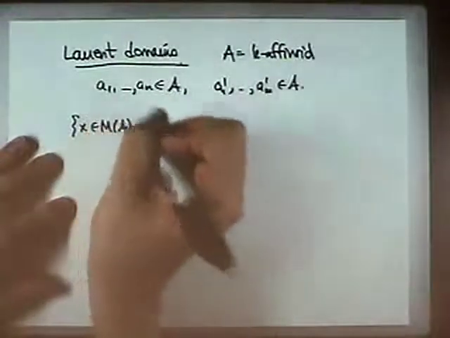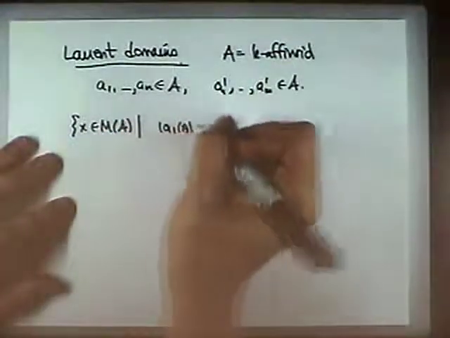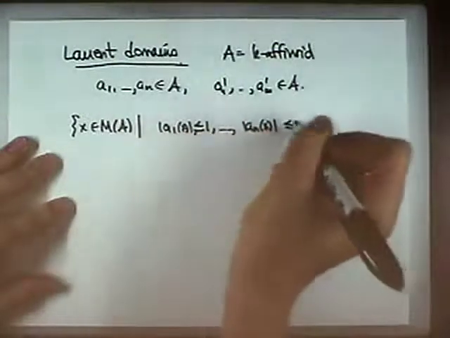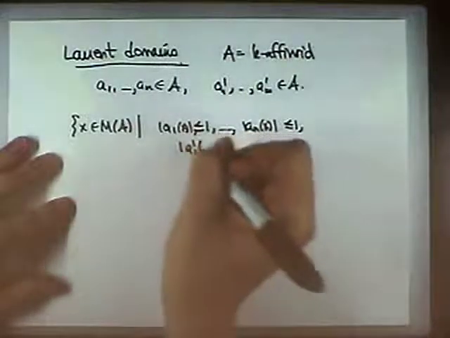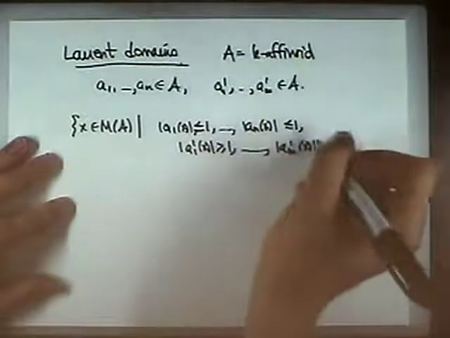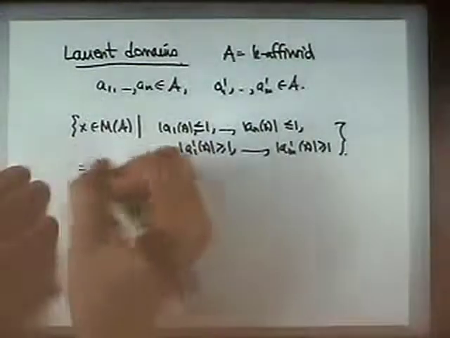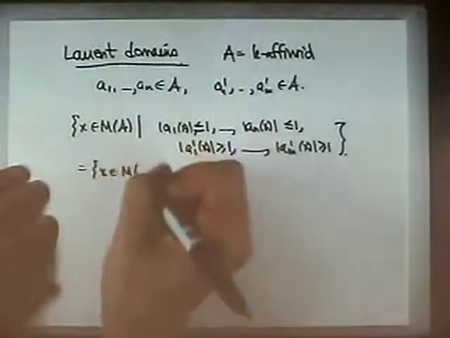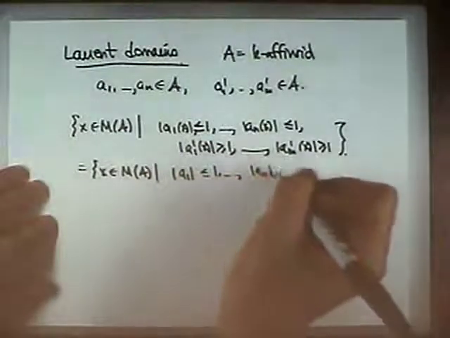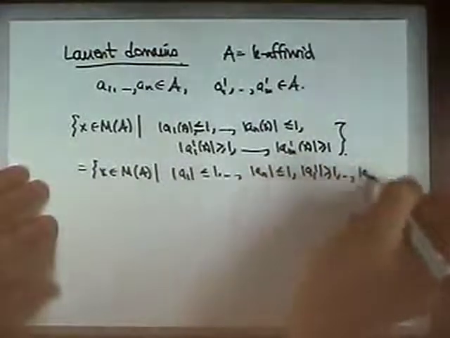in M(A) with the property that the first few guys are bounded above by 1, and the last few guys are bounded below by 1. Okay? So I might write this more succinctly as the set of points in M(A) where |a_1| ≤ 1, ..., |a_n| ≤ 1, |a_1'| ≥ 1, ..., |a_m'| ≥ 1.